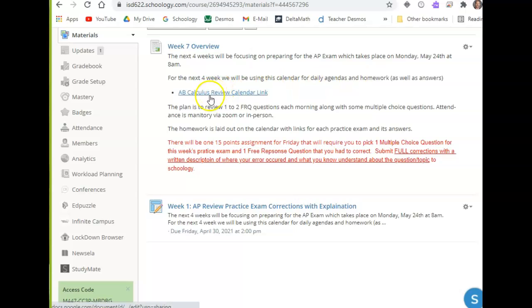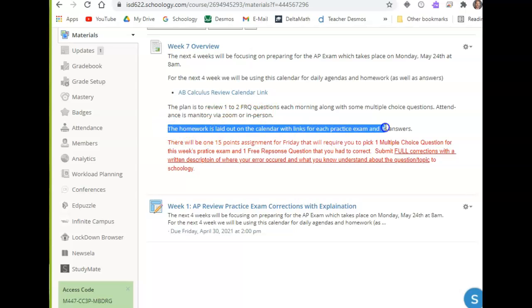So we're going to click on this. I'll show you that in a second. Here's the rough plan for each day that we show up in class. The plan is to review 1 to 2 free response questions each morning, along with a couple of multiple choice questions. And then obviously the attendance is mandatory in the morning for everybody learning at home. The homework is laid out on the calendar link for each practice exam along with its answers. Okay?